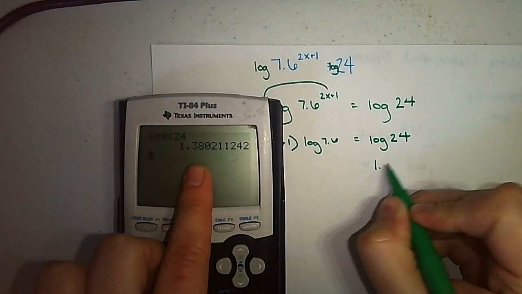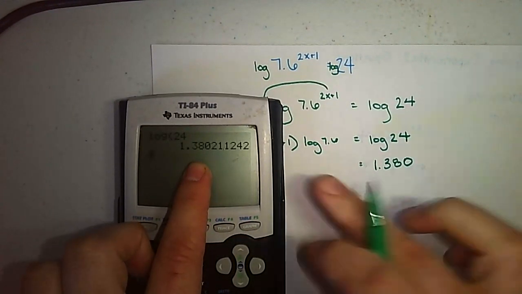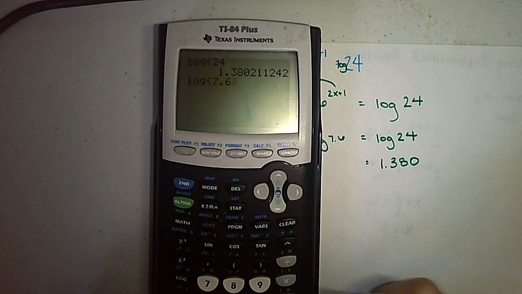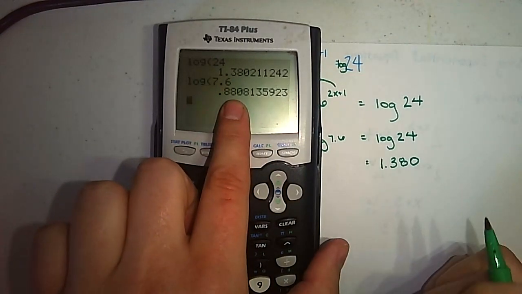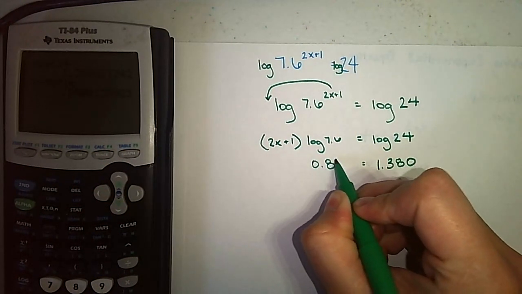So that would be 1.380. And I'm going to do that same thing with log of 7.6. So that'll round up to 0.881. Again, I want to do 3 decimal places.